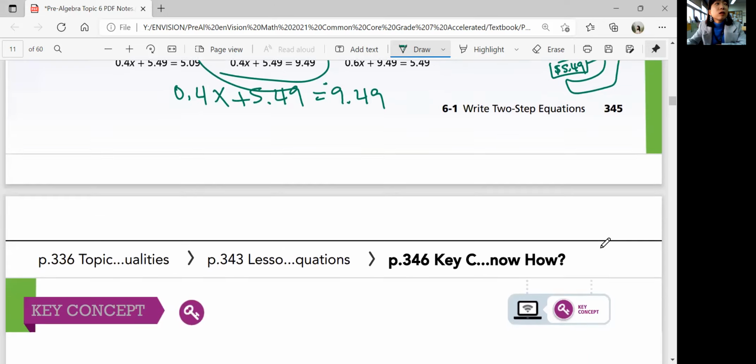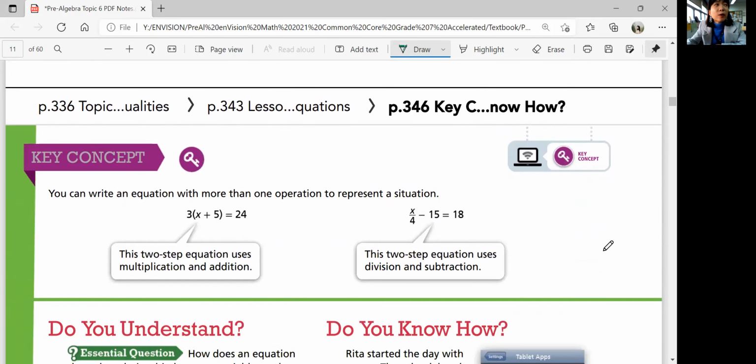All right. So let's summarize our lesson. You can write an equation with more than one operation to represent a situation. Okay. You need to know what the terms represent. It's very crucial to writing the correct equation to represent your situation. Okay, that was lesson 6-1, writing two-step equations. And the next lesson, 6-2, we'll learn about solving two-step equations. So it was all about writing equations. We didn't have to solve it, but we're going to solve it in the next lesson.